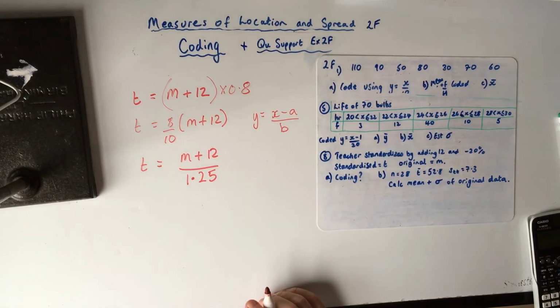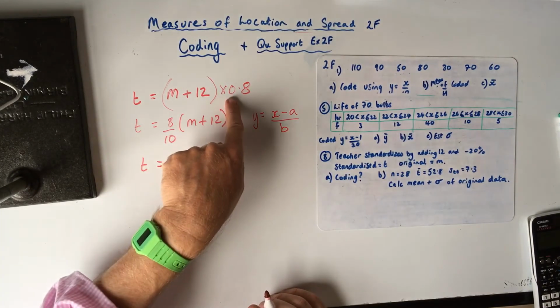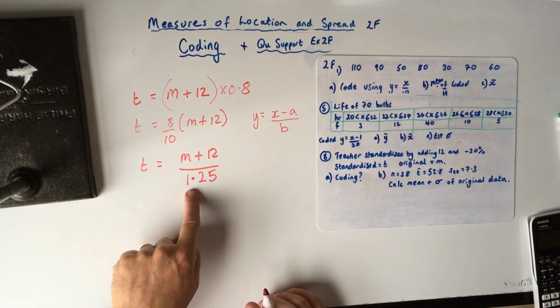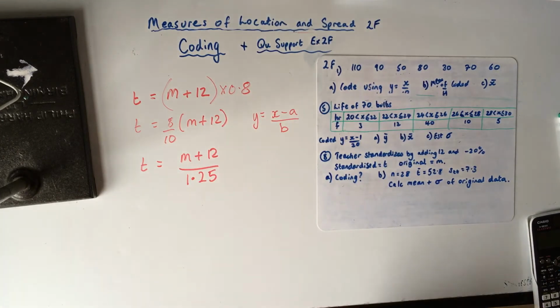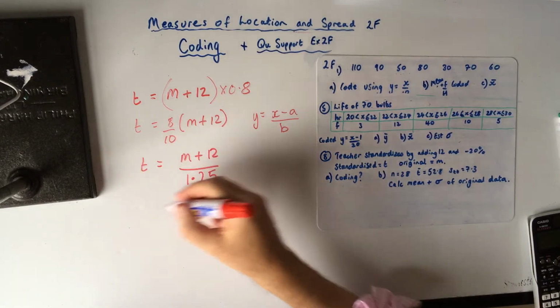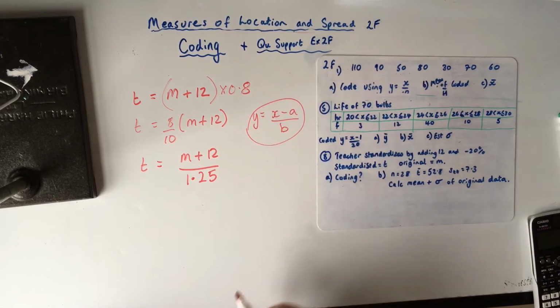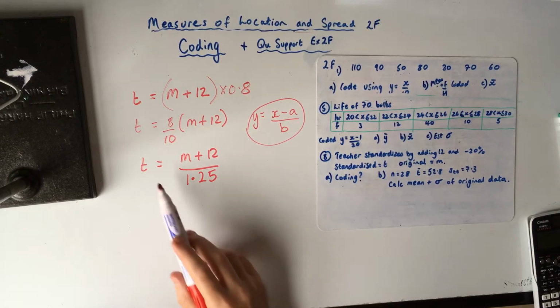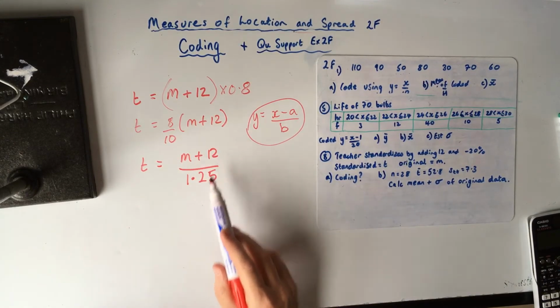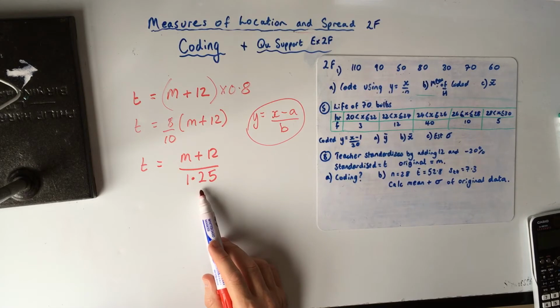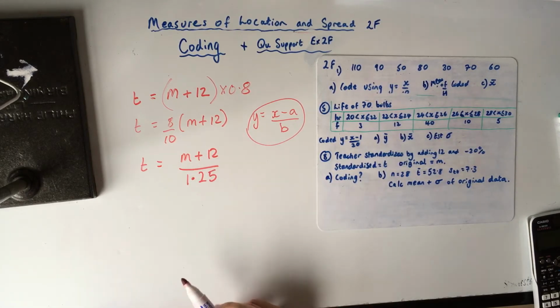Okay, there you go. So in other words, timesing by 0.8 is the same as dividing by 1.25, using that basic KFC, keep flip change, for division of a fraction. Okay, so now we've changed it into this form of coding, and that's what the teacher's done. She's taken the marks, she's added 12, and she's divided by 1.25. That's the same as finding 80% of something.